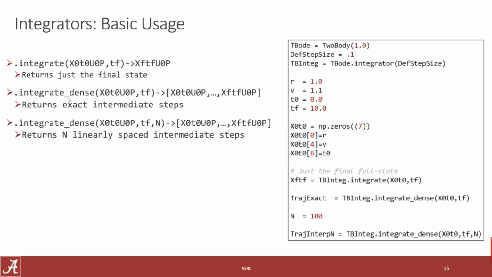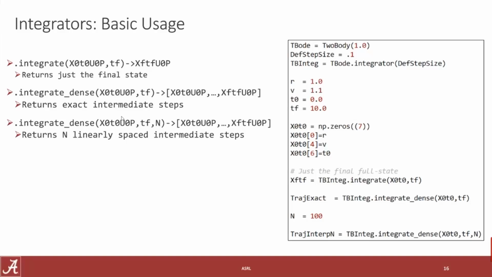So that is integrate_dense. You can run integrate_dense and input your initial condition and the final time, or there's an optional argument for n, which is how many linearly spaced points you want your time history to be returned. I will have to look it up. I believe the default size, if you don't specify n, is 1,000 points. But if you need more granularity or less, you can vary this n.